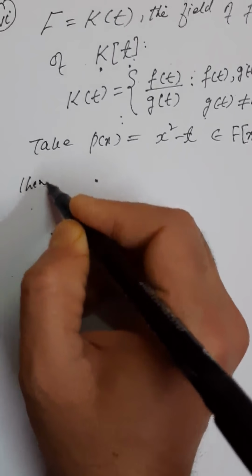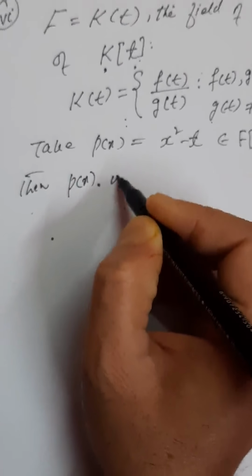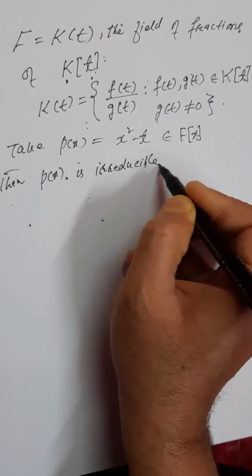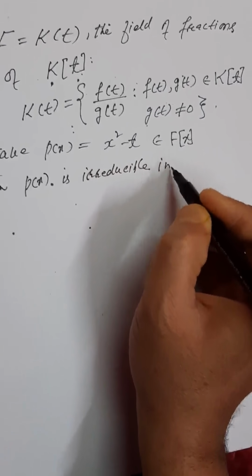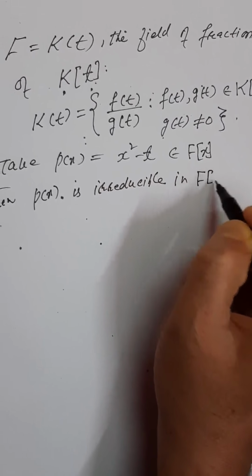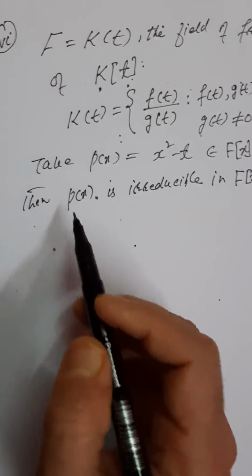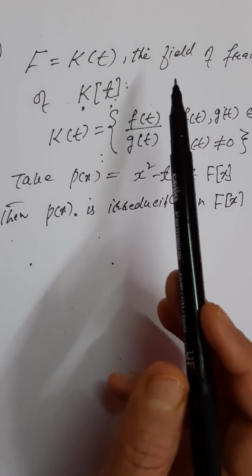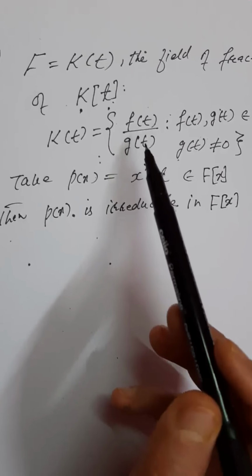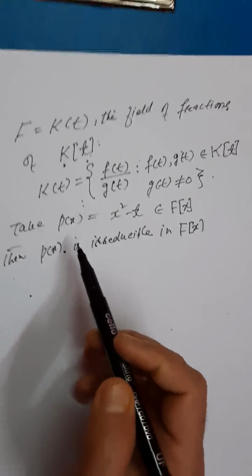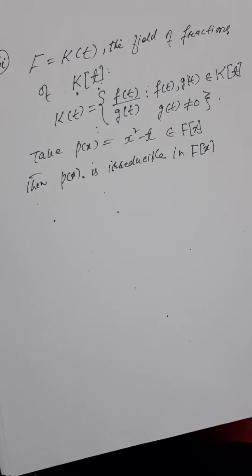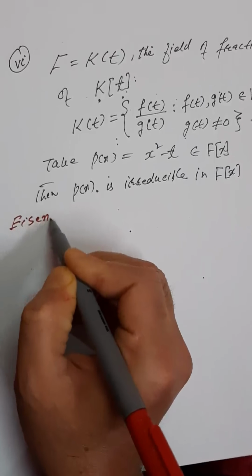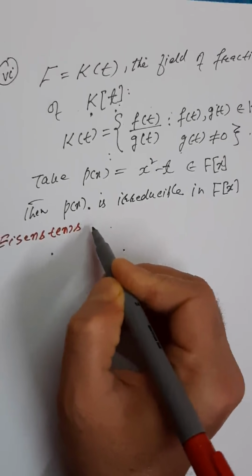Then p(x) is irreducible in F[x], again by Eisenstein's criterion. But here we don't have a polynomial over integers or a polynomial with coefficients as rational numbers. So here we must apply the general form of Eisenstein's criterion. So let me give the statement of the general form of Eisenstein's criterion.